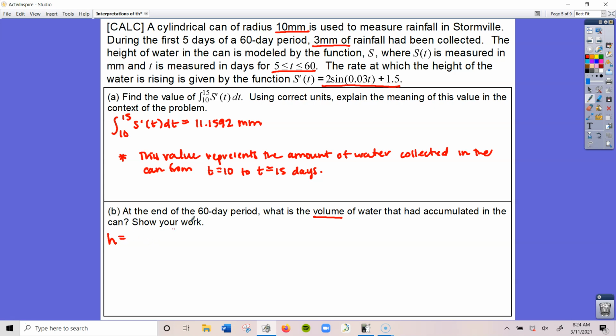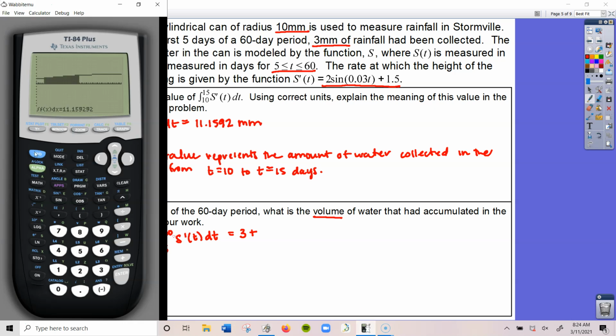at the end of the 60 days is the 3 millimeters collected in the first 5 days plus the amount after, from 5 to 60, of that function, so of s prime of t dt. So that we can get this value from the calculator. So this would be 3 plus, now we're going to integrate. Option 7, my lower limit is 5. My upper limit is 60.